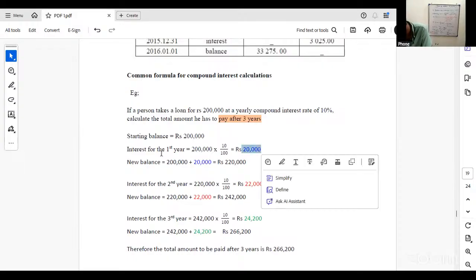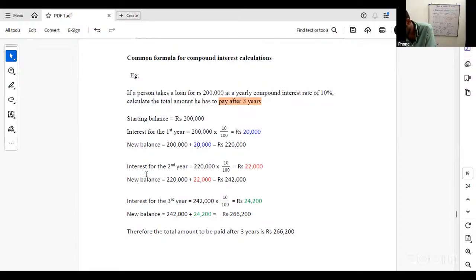Now what happens? For the new balance for the next year, you have to take this amount and add it to the interest for the first year. So it becomes 220,000. Then the interest for the second year: you have to take this new balance, 220,000, and that into 10% will be the interest for the second year, which is 22,000. Then the new balance for the second year will be this 220,000 plus this 22,000 interest. Now you have the new balance, 242,000.